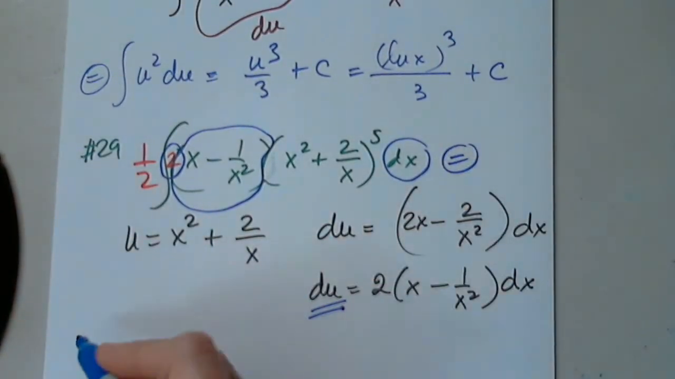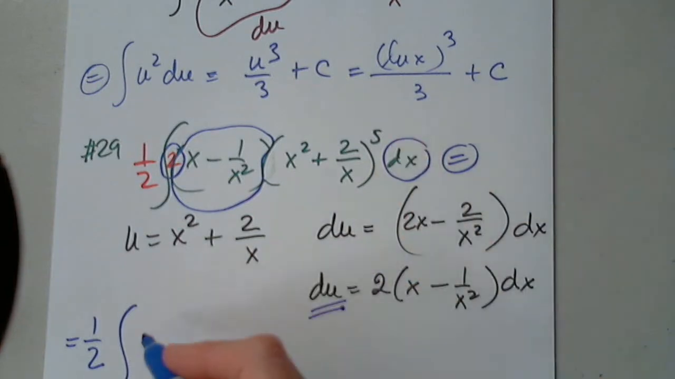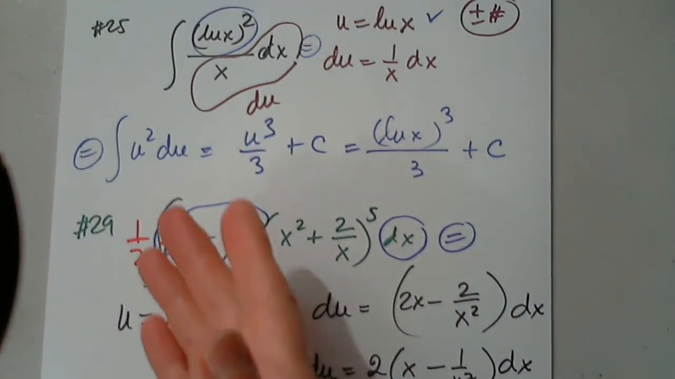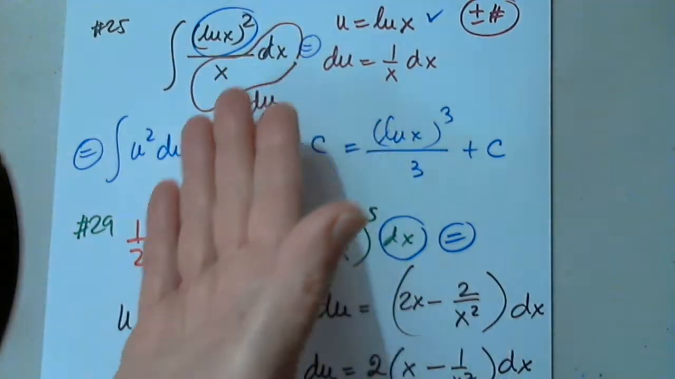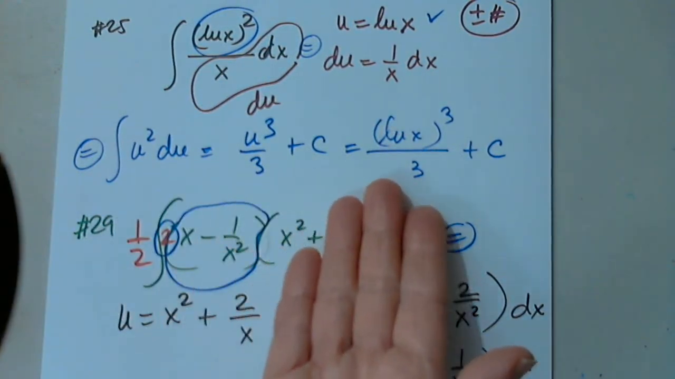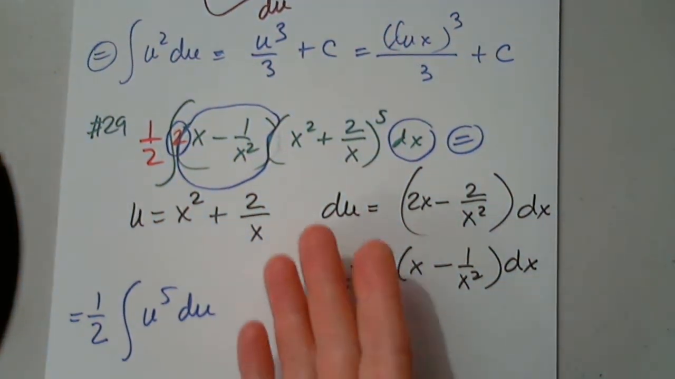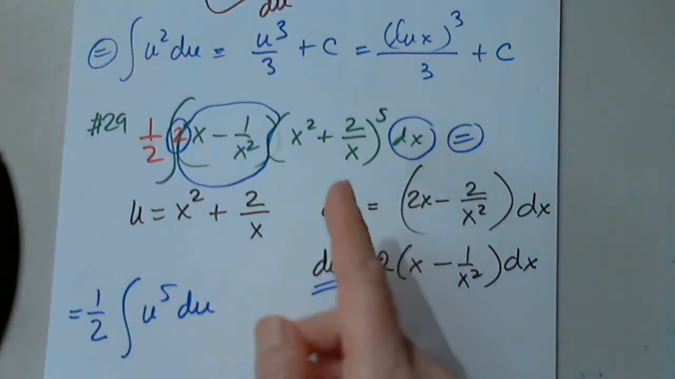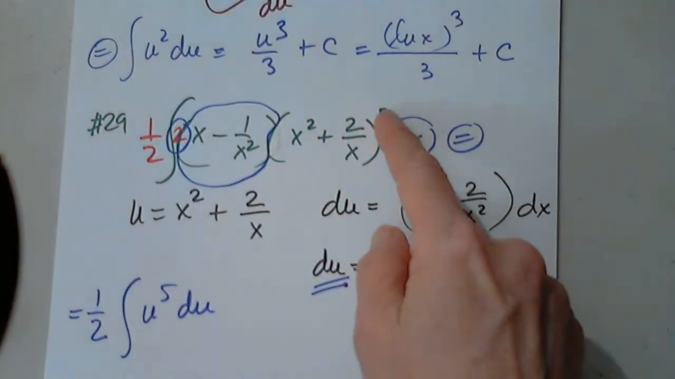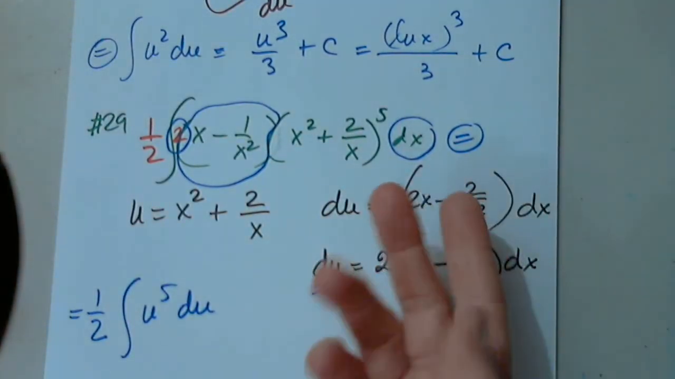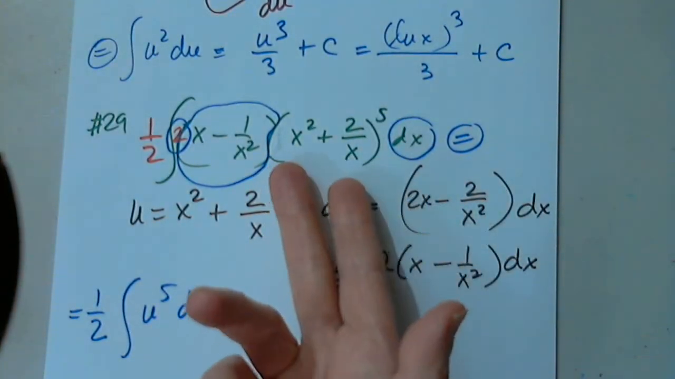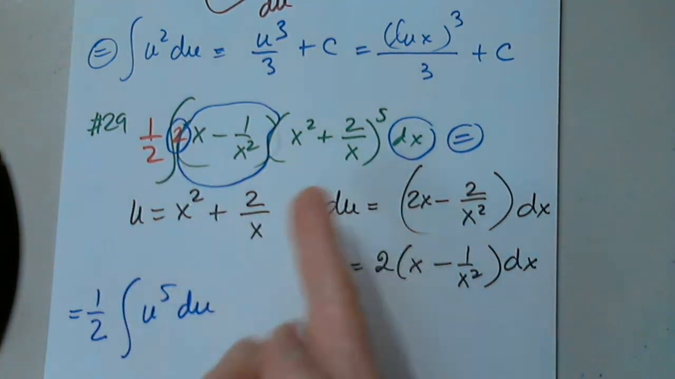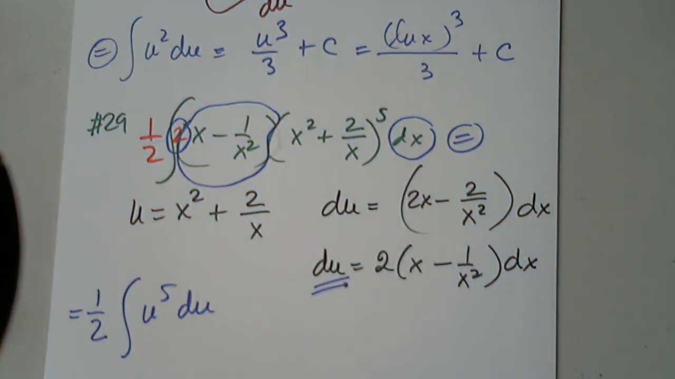So then I have 1/2 in front. I have u to the 5th du. And again, it reduced the original integral to nothing. So the substitution was really crucial here. You can say, yeah, okay, raise this to the 5th power. You're going to get 6 terms because it's a binomial with 2 terms. Distribute. It will take me forever to do that.